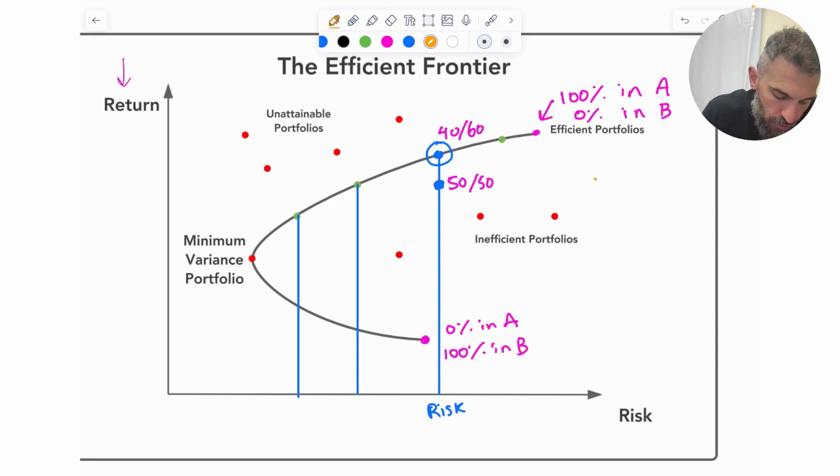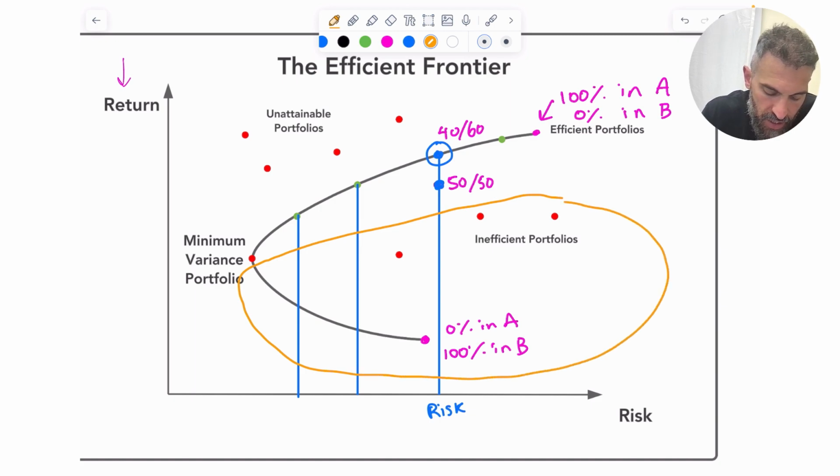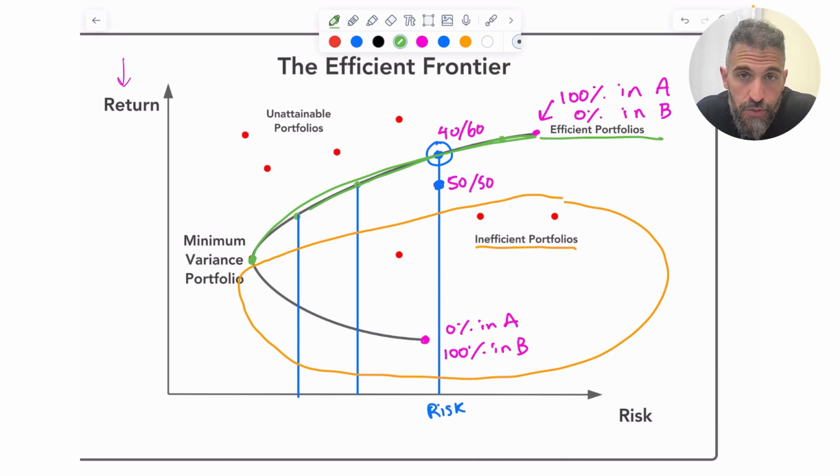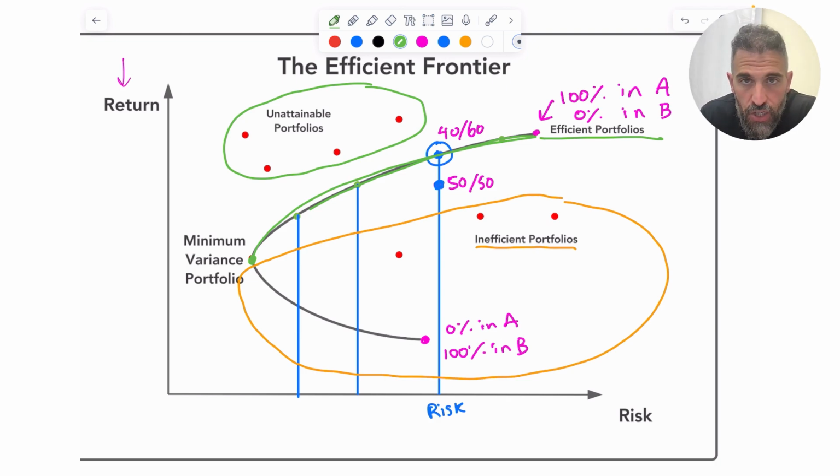So basically everything that is below the efficient frontier, we call these inefficient portfolios. And anything that is on the efficient frontier, and the efficient frontier really starts here at the minimum variance portfolio, so anything that's on that line from this vertex all the way up, we call those the efficient portfolios. Those are the good portfolios. Anything above, those are unattainable. They are mathematically impossible. You would never be able to have this combination of risk and return with these two stocks.